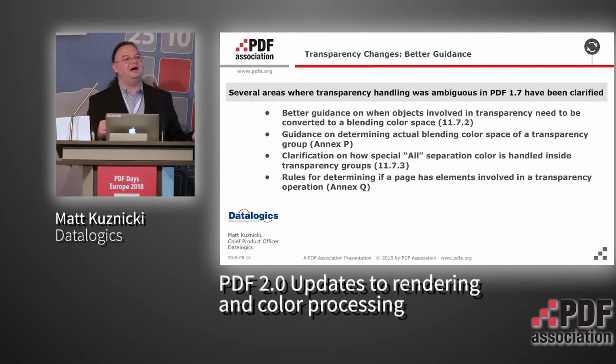And finally, there are stated rules now for determining if a page has elements that are involved in a transparency operation. In other words, rules for determining, do I need to use a transparency-aware rendering pipeline for a given page? Annex Q lays down an easy-to-understand algorithm for determining that either, yes, I need to use a transparency-aware rendering pipeline, or no, there's no effective transparency on this page, and I can render without a transparency-enabled pipeline if I, as a processor, so choose.